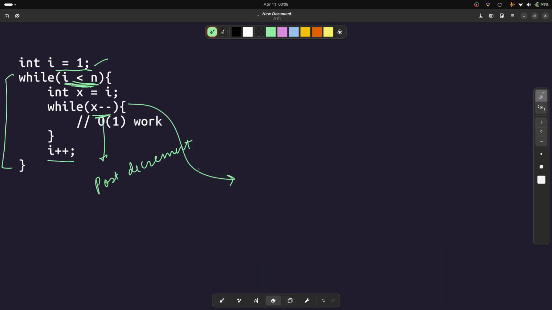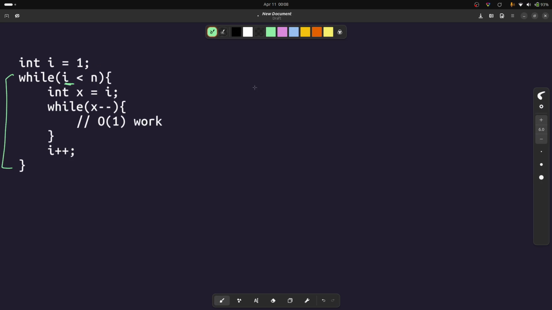It is actually very simple. It is very similar to the last question that we saw. So for i is equal to 1, it starts from 1. The condition is true, it goes inside. x is equal to 1, and then this loop basically runs x times. So for i is equal to 1, it runs i times, which is 1 time. So this is the inner loop.